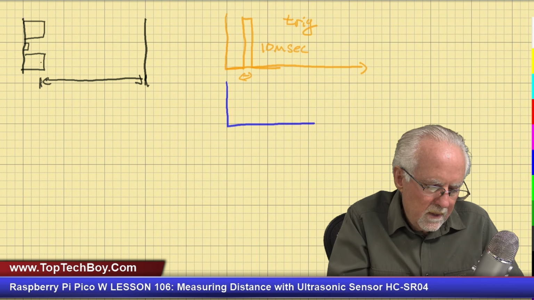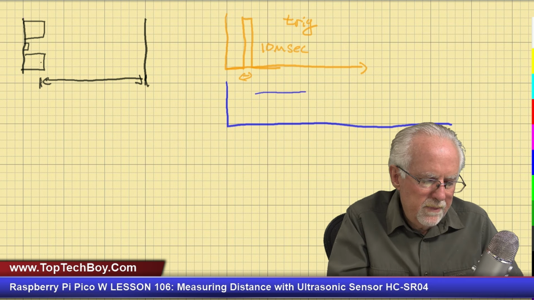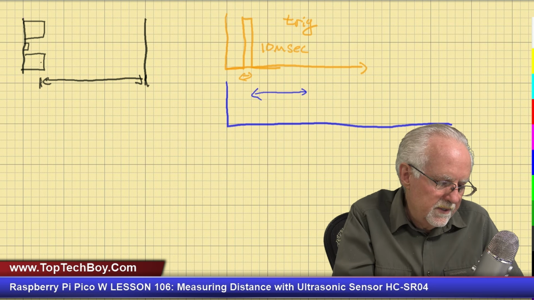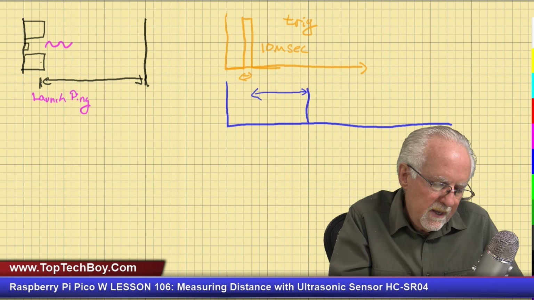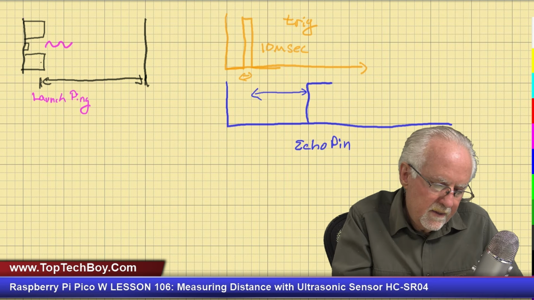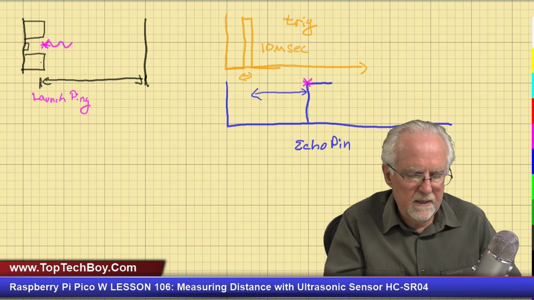Okay, now what happens when you put that 10 microsecond pulse on your trigger pin? Well, the sensor is going to see the trigger pin, and then it is going to wait for some period of time, maybe a few milliseconds, and then it is going to launch the ping. And as soon as it launches the ping, it sends the echo pin high. So this is the echo pin, and it goes high right at the instant that the ping is launched.